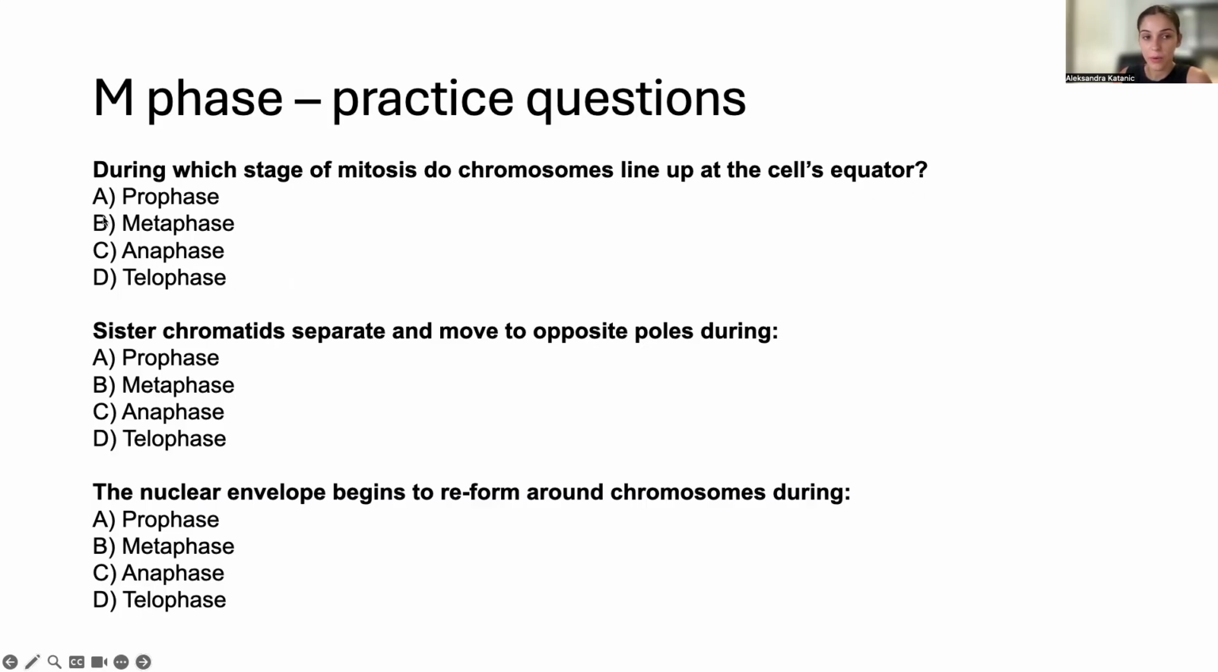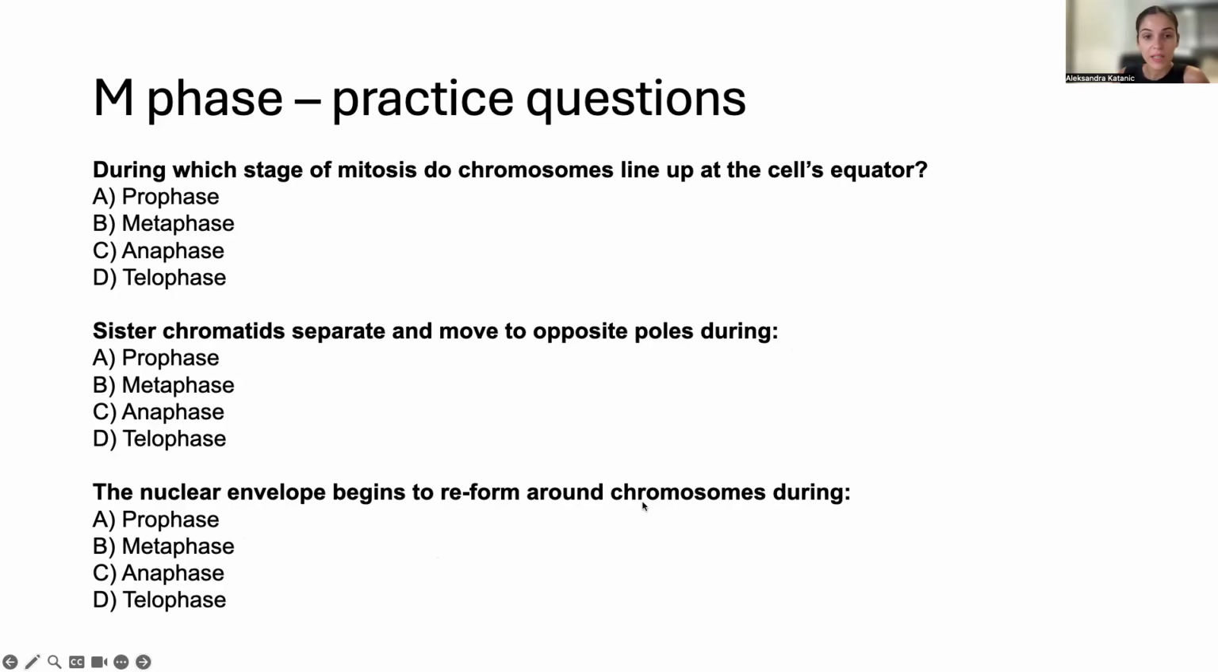They're lined up in both B and C. However, the question here is not where the chromosomes line up and separate, it's just line up. So I would always distinguish these two by whether or not they're being separated. If separation is not mentioned, the correct answer is B, metaphase. Sister chromatids separate and move along opposite poles during, that's what we just discussed, anaphase.